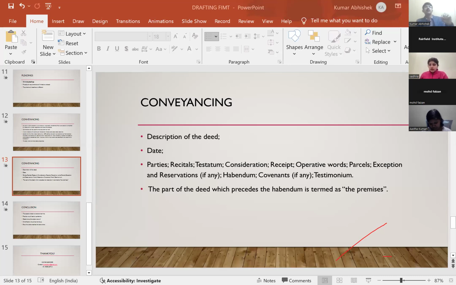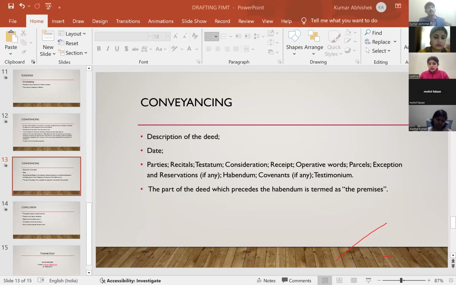So from here only the agreement starts. It is not that the actual agreement is the whole document. When you write that it is hereinafter agreed between the parties, the part which follows this expression is only the agreement between the parties, and on the basis of the same, the rights and the liabilities of both the parties are defined. The consideration is defined.